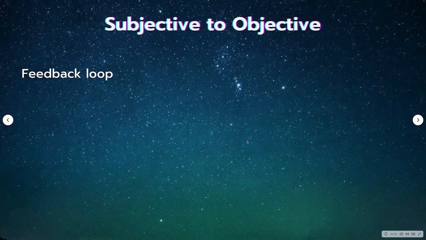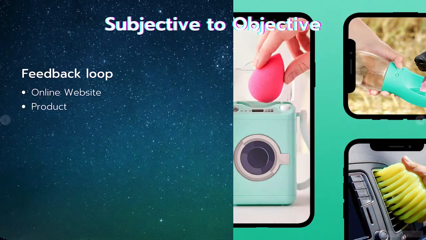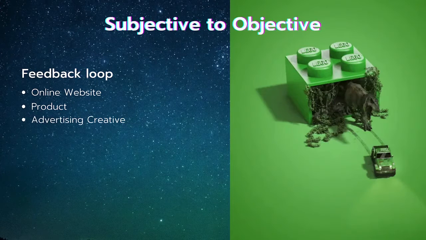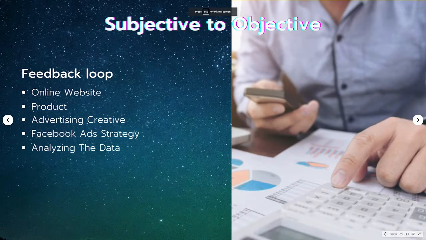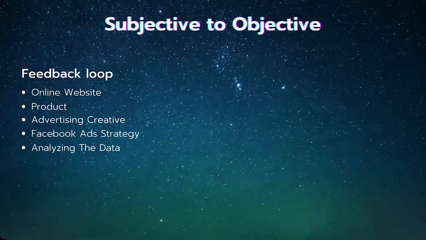Now, think of this as a feedback loop. You have your online website, you have the product, you have the advertising creative, you have the Facebook ad strategy, and lastly, there's analyzing the data. If you're a subjective researcher and you don't know if your online store is good, you don't know if you're picking the right product, you don't know if your advertising creative will get you results, you don't have a defined Facebook ad strategy, you have no way of analyzing the data, this feedback loop is going to break. And you'll never know why you're not getting any results or any sales whatsoever. And this is a horrible feedback loop.